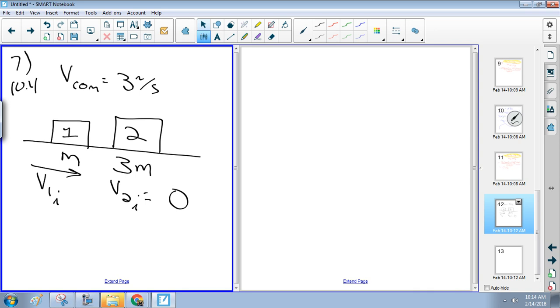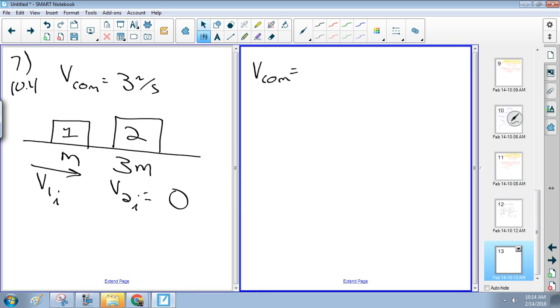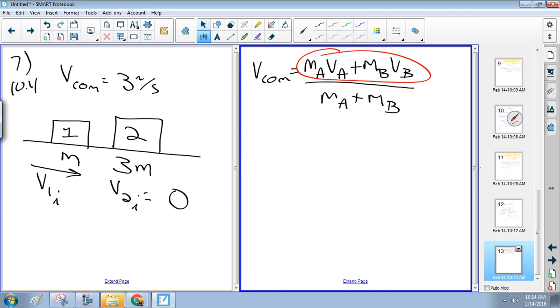Afterward, what's the speed of block 2? Well, how do I want to do that? So solving this relies on the realization we just made at the end of that last problem. The velocity of the center of mass is the mass of A times the velocity of A plus the mass of B times the velocity of B over the mass of A plus the mass of B, right? Cool? And again, this is my total momentum. And what should be true about the total momentum? Should be constant, right?